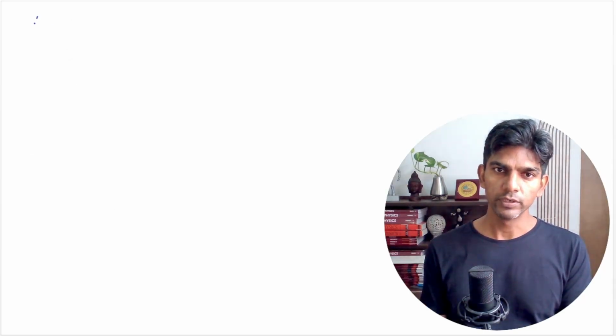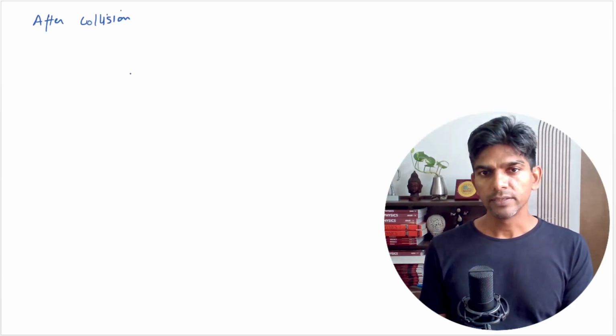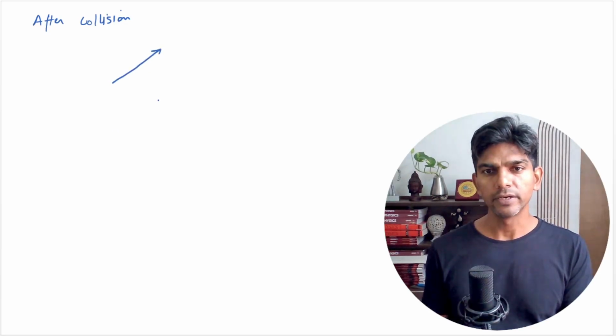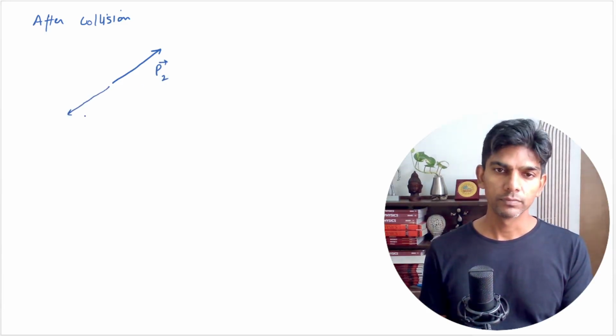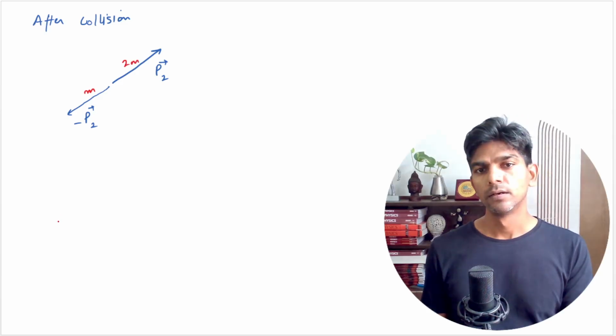So after collision, let us say the momentum of 2m is pointing in this direction. I'm assuming just a random direction, right? Let us say this is p2, and the momentum of m will be in the opposite direction to keep it 0. That will be minus p2. So that is for small m, and this is for 2m, right?